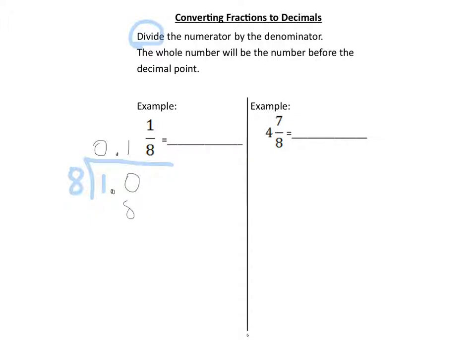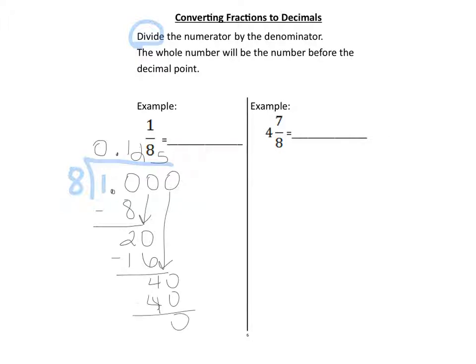1 times 8 is 8. We subtract and get 2. Add another 0, bring it down. 8 goes into 20 twice. 2 times 8 is 16. You get 4. Bring another 0 down. 8 goes into 40 5 times. 5 times 8 is 40. So you get 0.125.